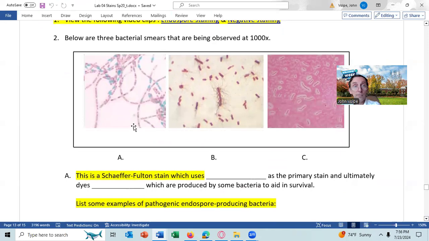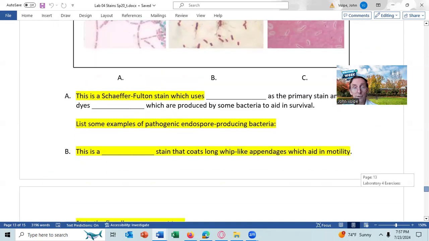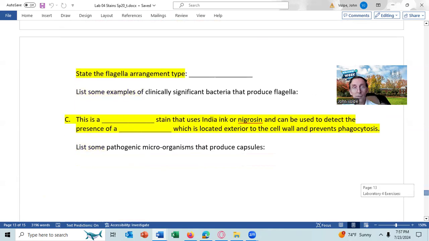So for figure 5A, we have an endospore stain. I just know that. And for figure 5B, we have the flagella stain. And then for figure 5C, we have the capsule stain. Figure 5A goes to question 2A. Excuse me. Figure B goes to question B. And figure C goes to question C.